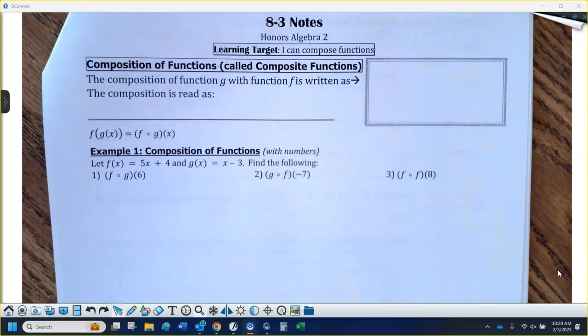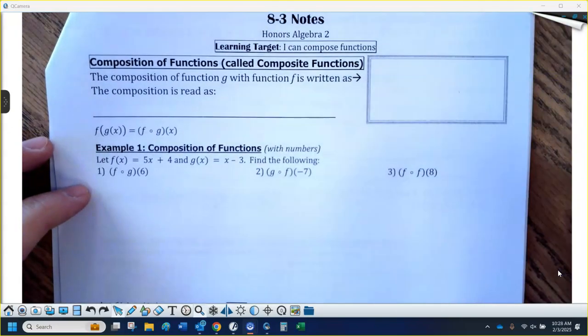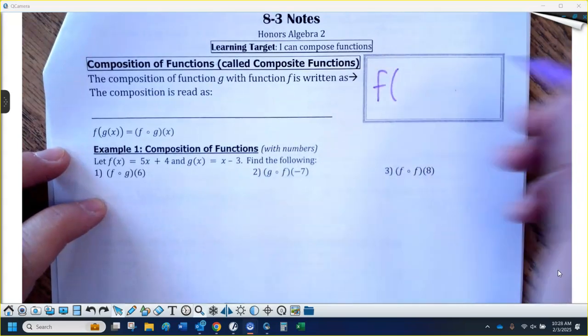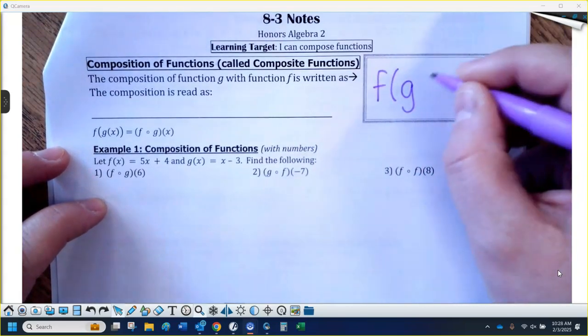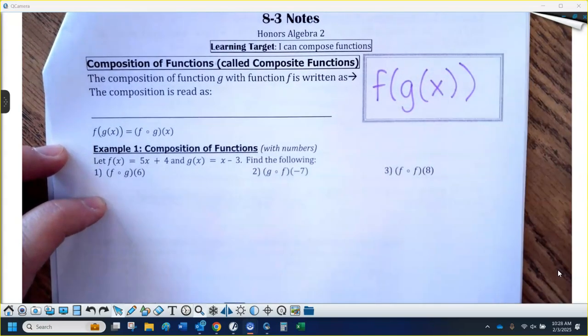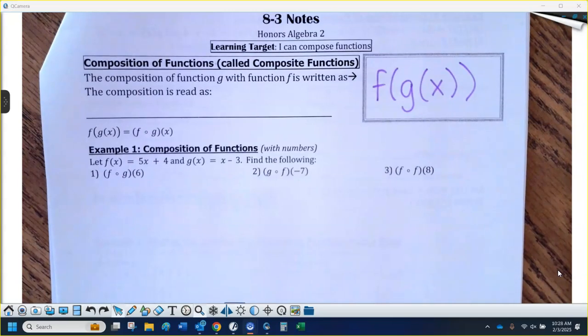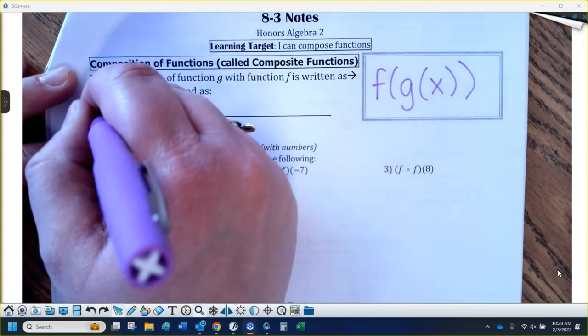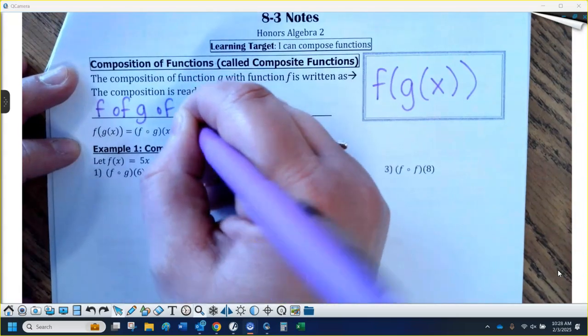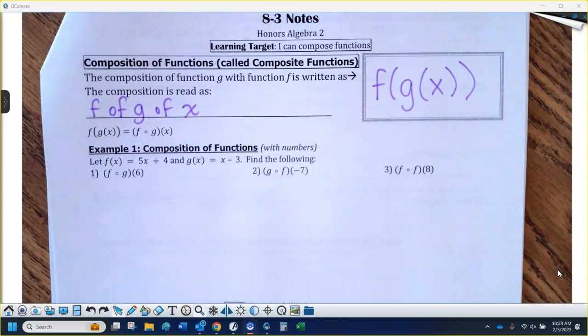Notation. So the one that is probably my favorite is with extra sets of parentheses. It looks like this: an F and then a parenthesis, and then a G and then a parenthesis, and inside it'll have an X. And then I'm just going to close both parentheses. The way you would read this is F of G of X. So F of G of X.